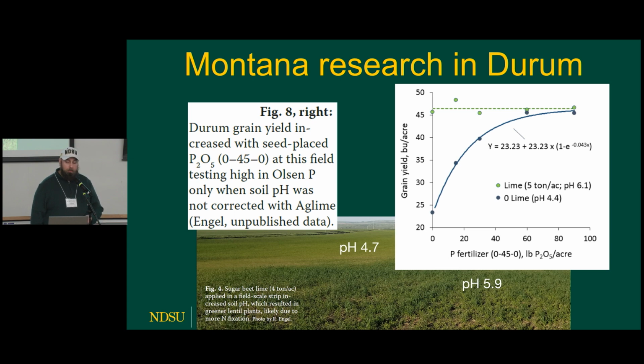That blue line, that was durum in a pH of 4.4, right? So all of a sudden you see an increase in yield. So this was fertilized for phosphorus to the recommended rate, and then they added more phosphorus in furrow on top of that recommended rate, okay? So at 60 pounds of additional P2O5, that's not 60 pounds of product, that's additional P2O5, that additional 60 pounds, they were able to get the same yield as that limed field, right?